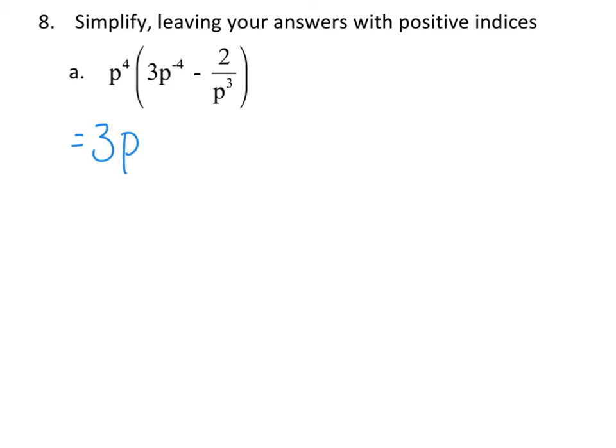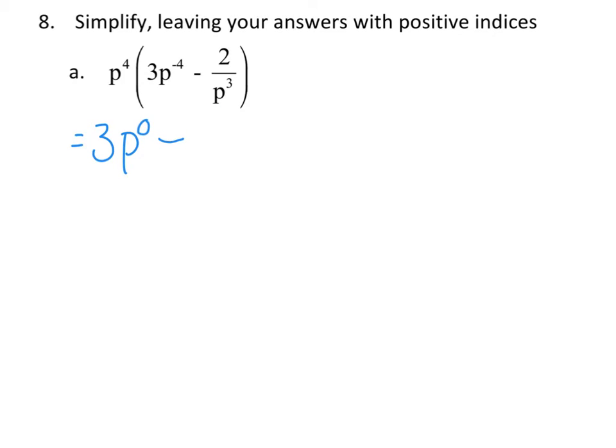Then we have a rule. When we are multiplying our indices, we add them together. So 4 add negative 4 is the same as 4 take away 4, which gives us p to the power of 0. Now the next thing we have to do is multiply the p to the power of 4 by the fraction 2 over p cubed.